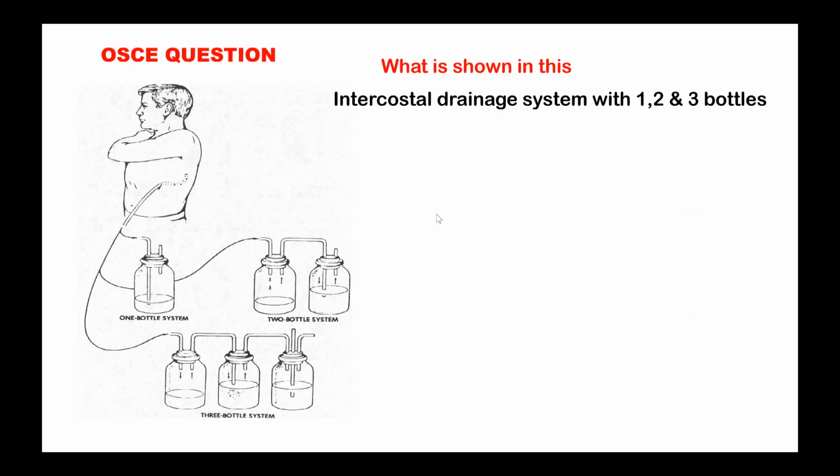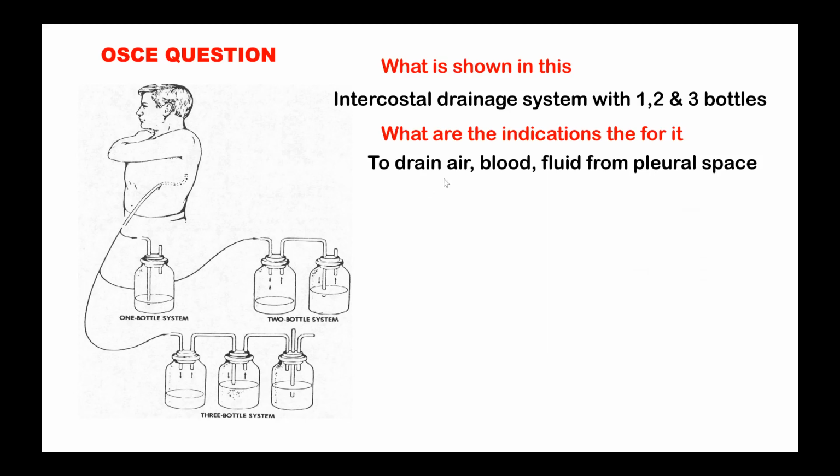Some more questions about the drainage system. What is shown in this? Again, the 1 bottle, 2 bottle, and 3 bottle intercostal drainage system. What are the indications for the ICD? Pleural effusion, pneumothorax, empyema. Whenever you want to drain pneumothorax, or something collected in the pleural space, maybe fluid, air, blood, anything, you drain air, blood, or fluid from the pleural space. And what should be the height of the bottle?